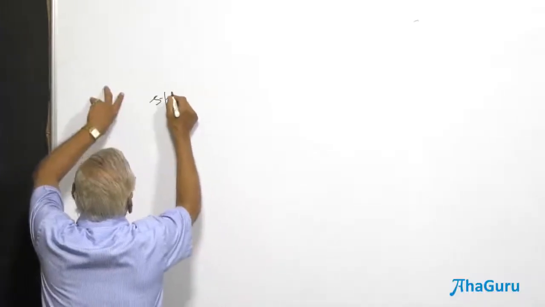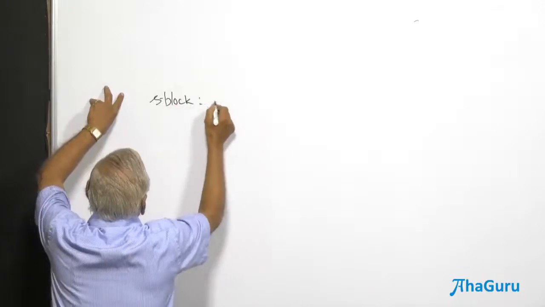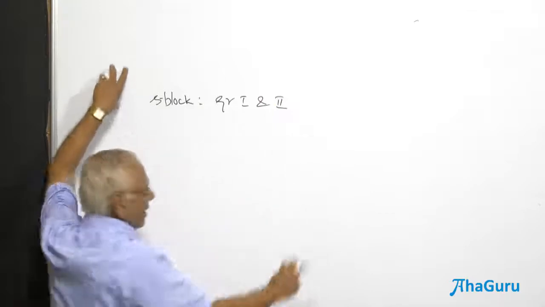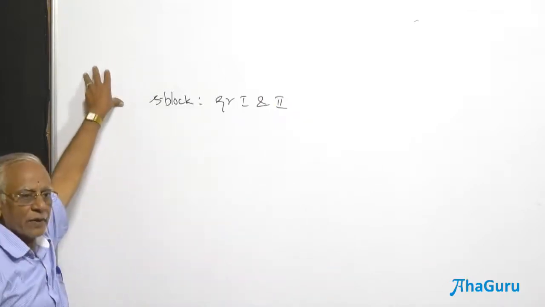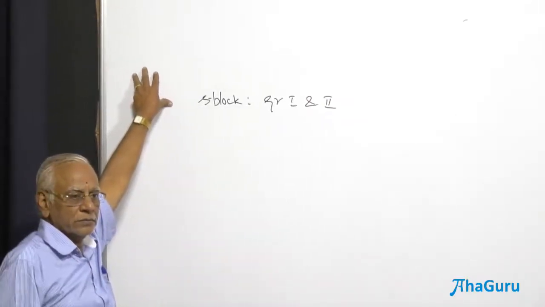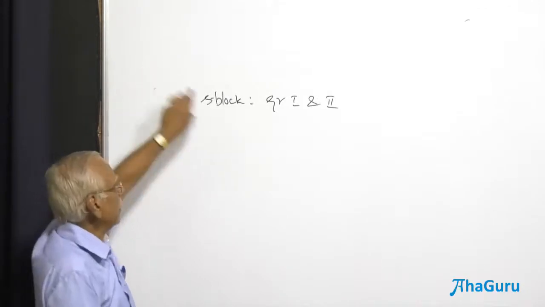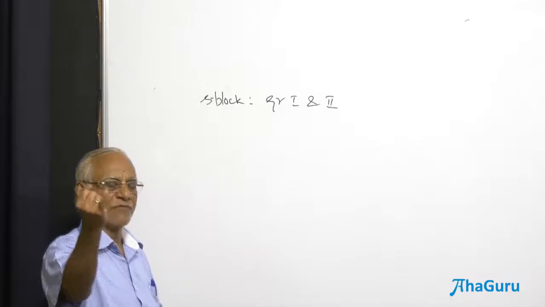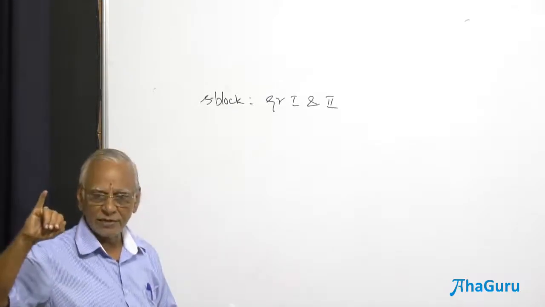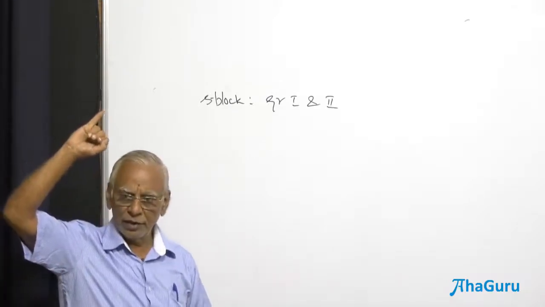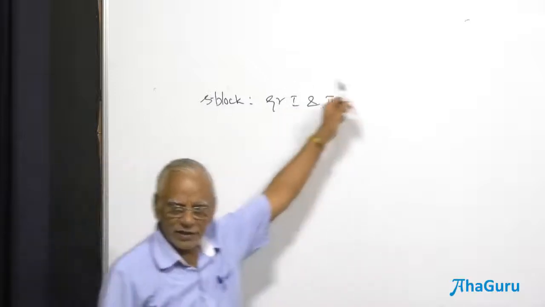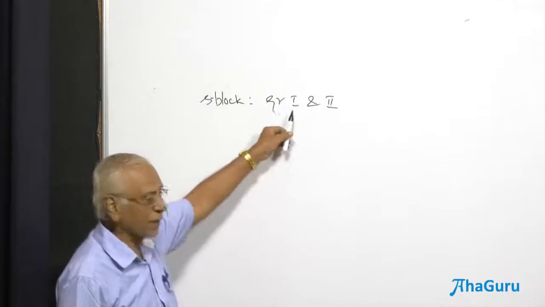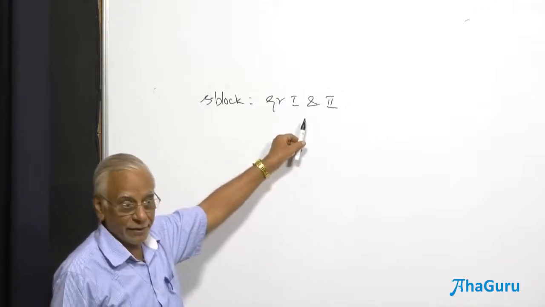S block elements, group 1 and 2. Alkali metals and alkaline earth metals only. Lithium, sodium, potassium, rubidium, cesium, francium. We have only 6 elements, include hydrogen also. Hydrogen also is placed in the first group as well as these alkali metals. So how many elements are there in group 1? 7 elements including the hydrogen atom.